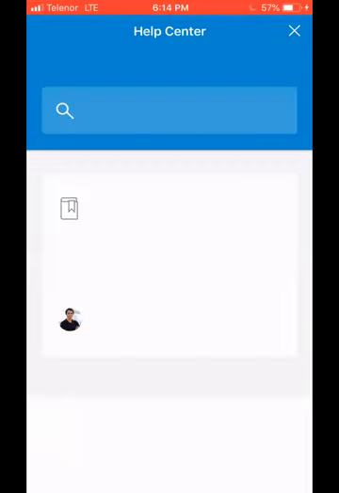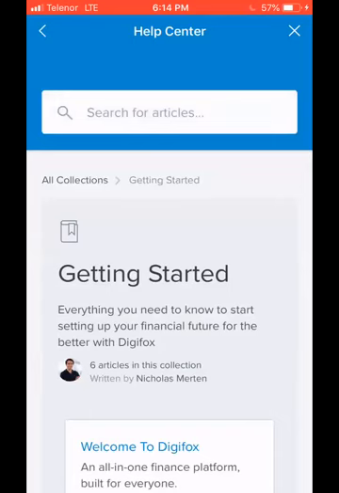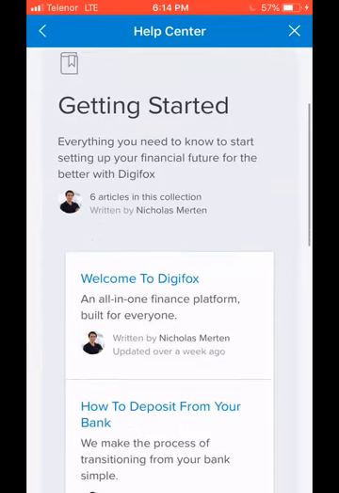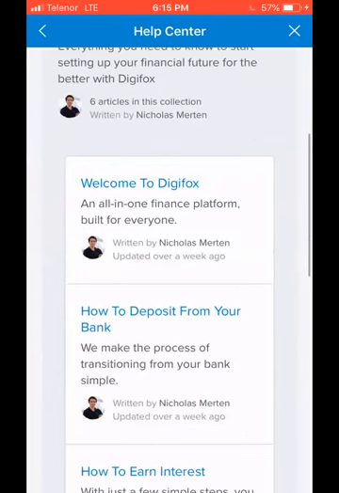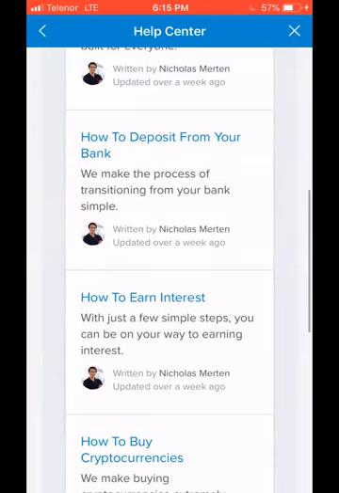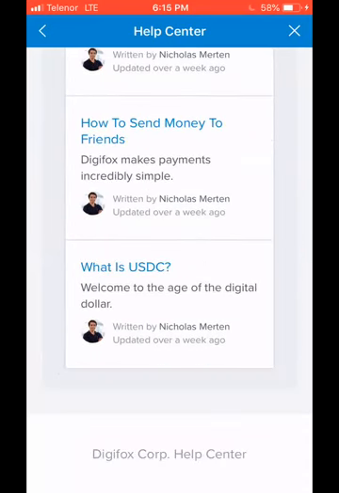So we utilize Intercom. Intercom is a great application that allows you to get access to a lot of valuable articles here. So we have a welcome article, how to deposit from your bank, how to earn interest, how to buy cryptocurrencies, how to send money to friends, and also some detailed articles talking about what is USDC, what are these digital stable coins, and how do they differ from a traditional dollar.